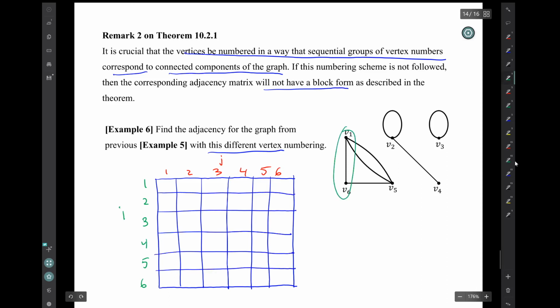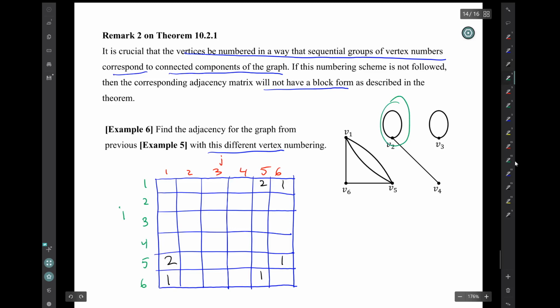All right, we have an edge connecting V1 to V6. That means there will be a 1 in this cell and also in this cell. We have two edges connecting V1 to V5. So that means that there should be a 2 in this cell and also in this cell. There's one edge connecting V5 to V6. So that means that there should be a 1 here and a 1 here.